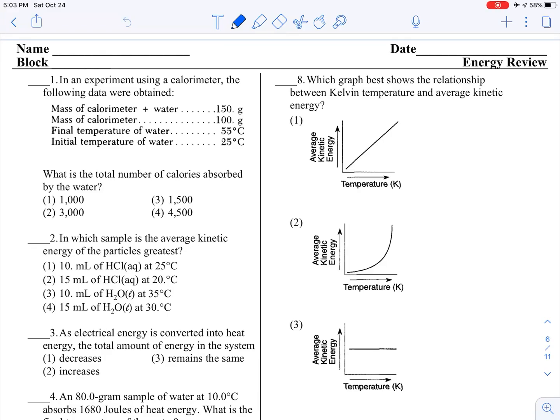Okay, this is the energy section of the matter and energy review. The matter is a different video in case you haven't seen it. This is the energy portion. You're going to need your reference tables. You're going to need a calculator.